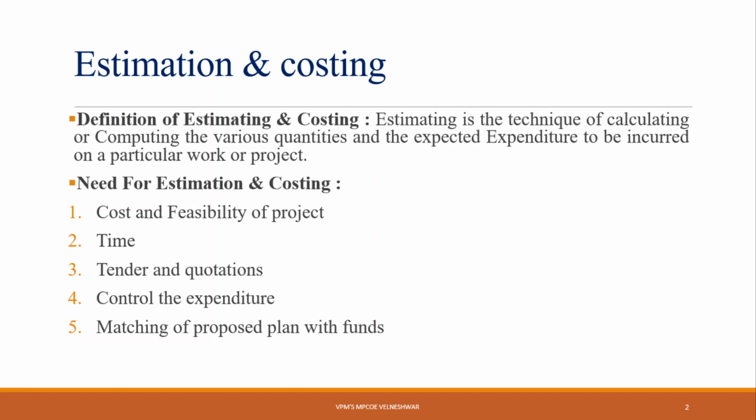Now, the need for estimation and costing. What is the need? The first is the cost and feasibility of the project. An estimate gives an idea of the cost of the work, and hence its feasibility can be determined. Suppose you have 30 lakhs in your hand and your project is of 40 lakhs, then your project is not feasible in 30 lakhs. By estimating the cost of the project, you get its feasibility.